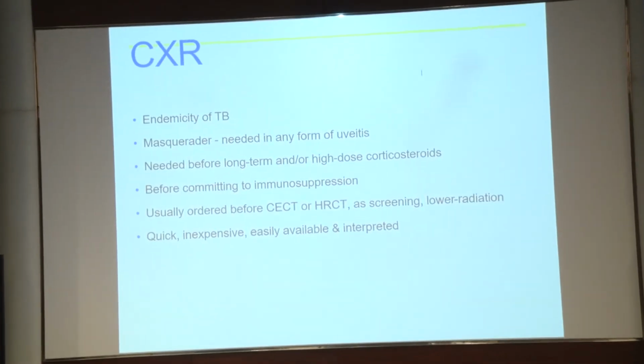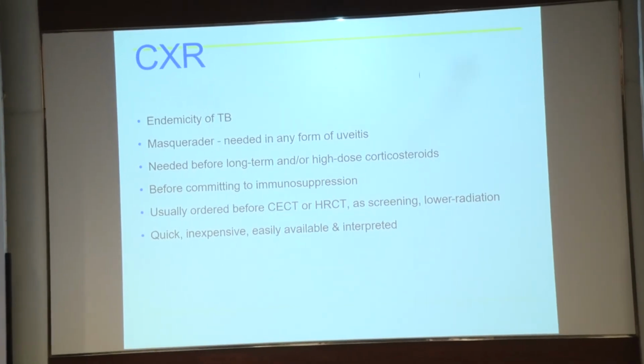We often start with chest X-ray and Mantoux, and these are still relevant in today's times because India is endemic to tuberculosis, and tubercular uveitis is very, very common in our practice. Tubercular cause is also a great masquerader and presents as any form of uveitis. Chest X-ray is routinely done as a screening tool before starting high-dose corticosteroids or committing to immunosuppression, and often ordered before CECT or HRCT as a screening, since it's a lower radiation test.